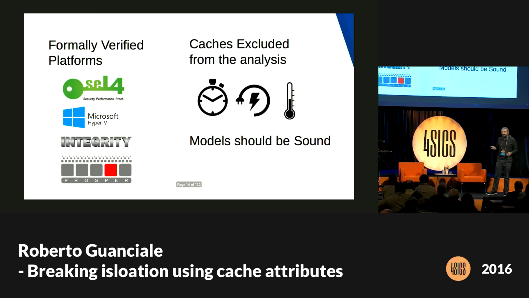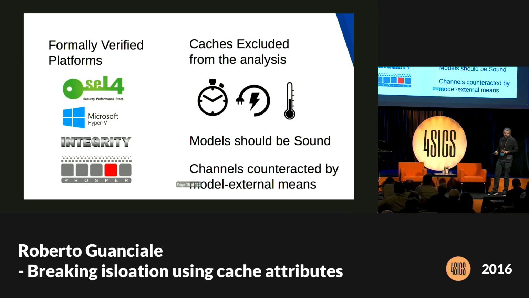But at least the models that we use for formal verification should be sound, and respect the variables that we include in the formal verification. So if we have a model and we say, OK, we only model registers, memory, flags, at least the model should be able to predict the behavior of these components, right? And if this is the case, then we can take the additional variable, for example, time, and counter-attack the use of this variable using some model-external means.